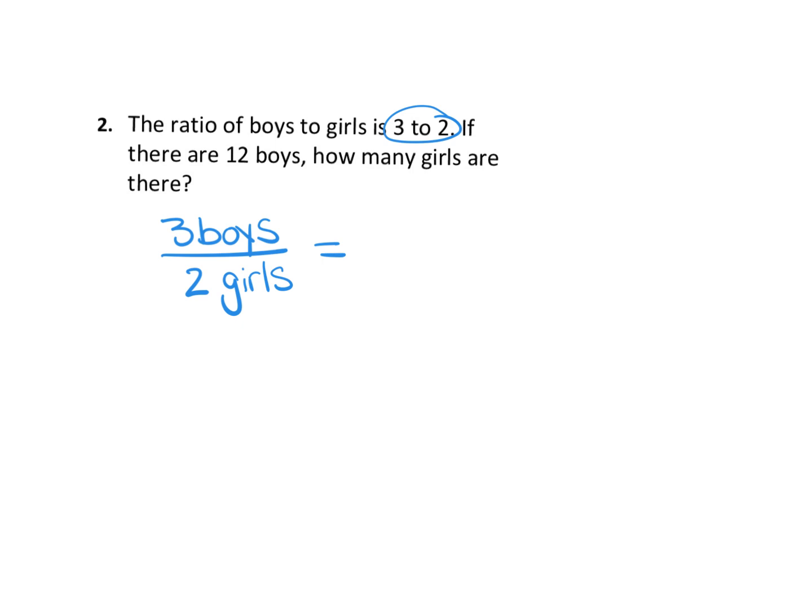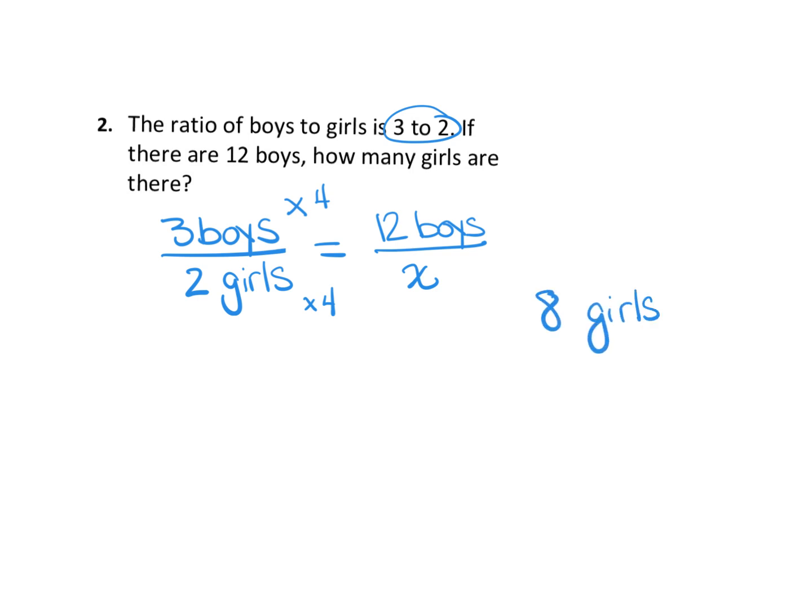Now it wants to know if there are 12 boys, how many girls are there? So we're going to line up our boys. So there's 12 boys. Then we don't know how many girls. So you could say, how did I go from 3 to 12? I multiplied by 4. If I did that on the top, I could do that on the bottom. And that means that I'd have 8 girls.